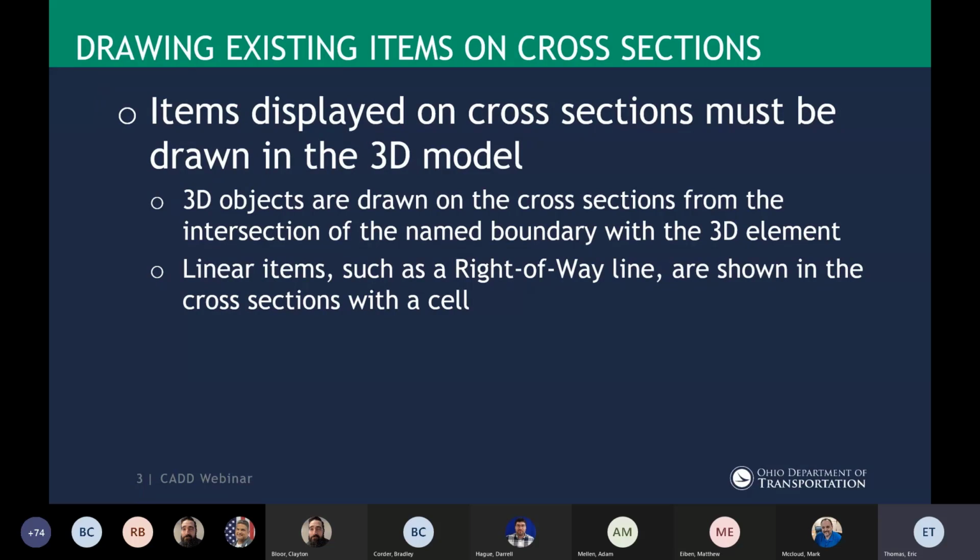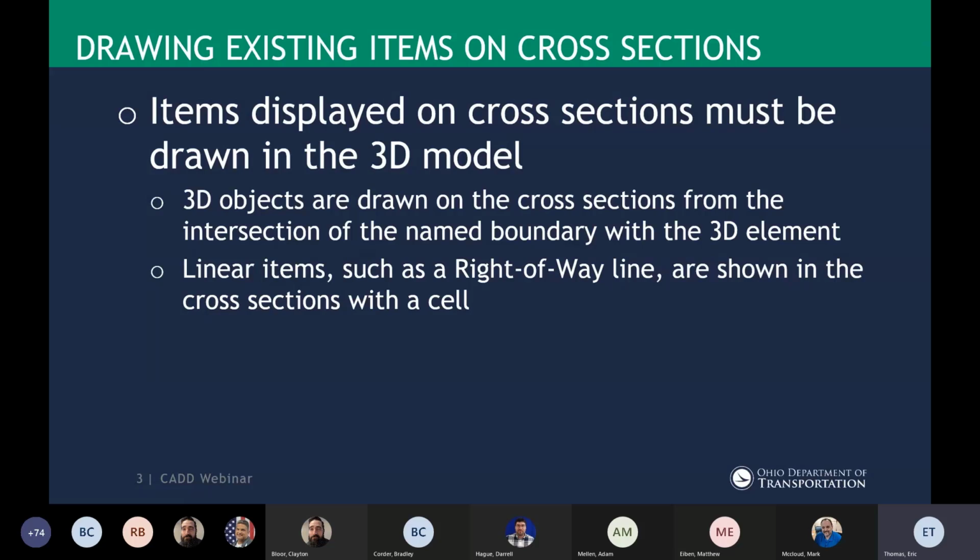So just a little background here. If it's going to show up in a cross section, it must be in the 3D model. So whatever the name boundary intersects, if it's a 3D object in a 3D model, it's going to show that on the cross section. And they don't all have to be in the same file. They can be in different files and referenced together. So the name boundary intersects that 3D object, and it's going to draw it on the cross section.